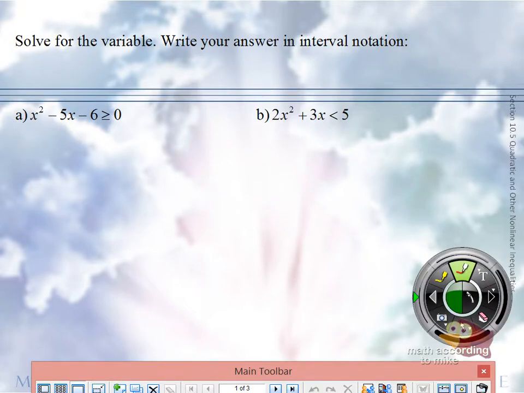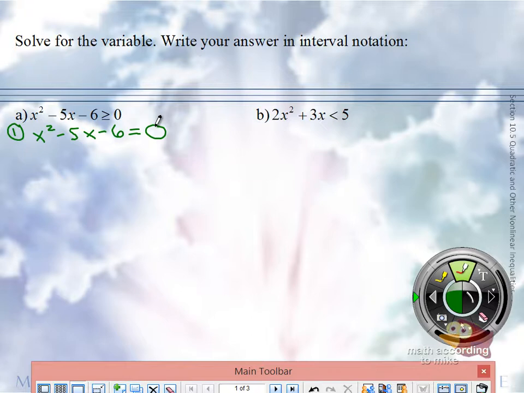Part A, x squared minus 5x minus 6 is greater than or equal to 0. Step 1, we're going to make sure it's in standard form, which it is. Everything is on the left, 0 is on the right. And we're going to ignore the inequality for right now, so this is considered side work, and make it an equal sign. And we're going to solve for the variable.